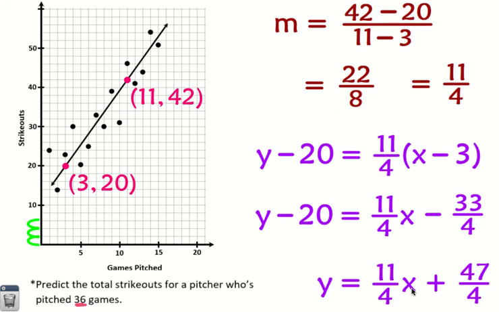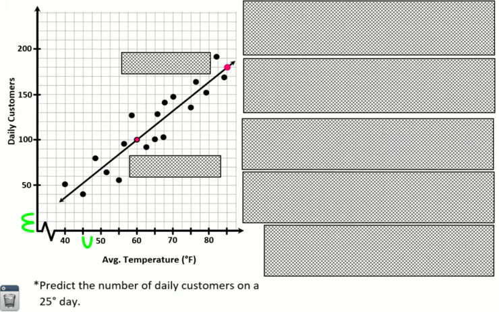Hope I'm not wrong about this, but it looks like you can say 146.75 strikeouts. Now this one, we have another plot twist here.